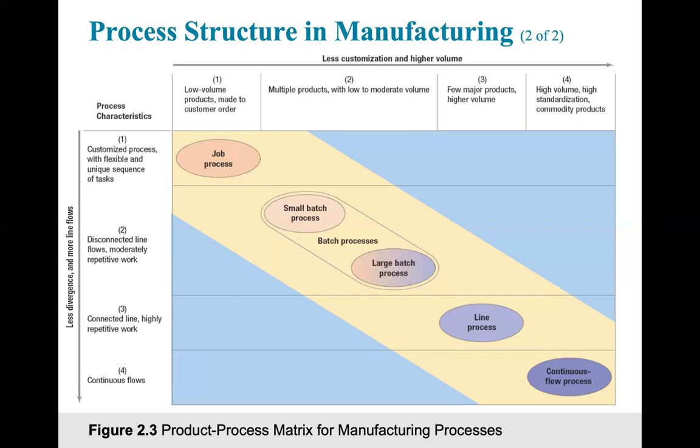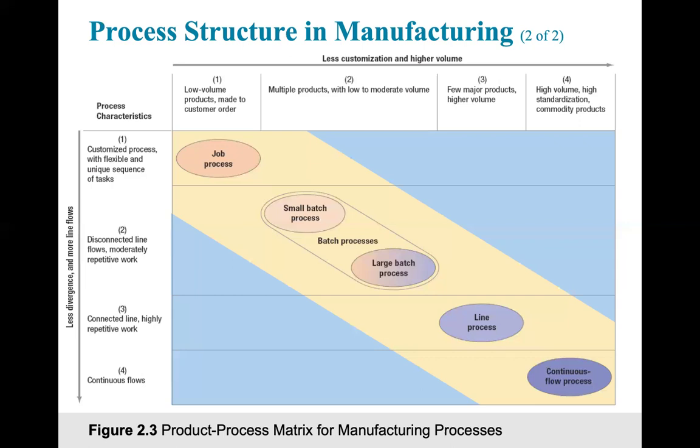That might fall under job process, because every single customer's need is different. Every single customer gets specialized, individualized attention. And if you look here on the amount of divergence, you'd find that we tend to have customized processes in place, which are typically going to be very flexible to the specific needs of each and every customer.